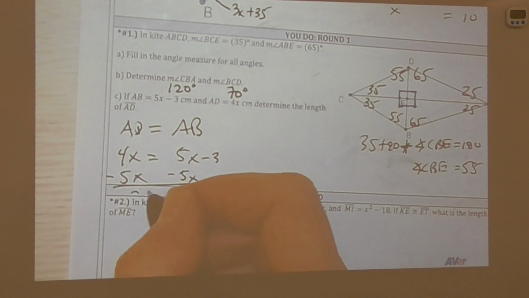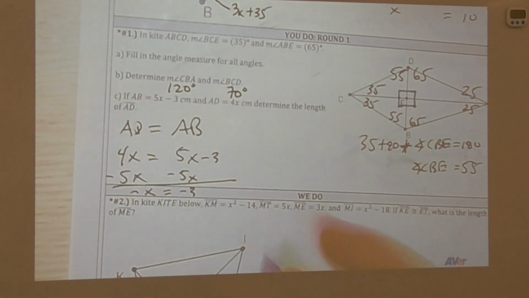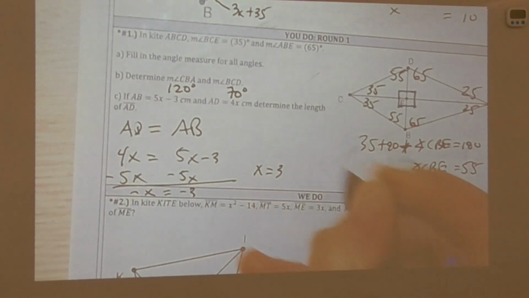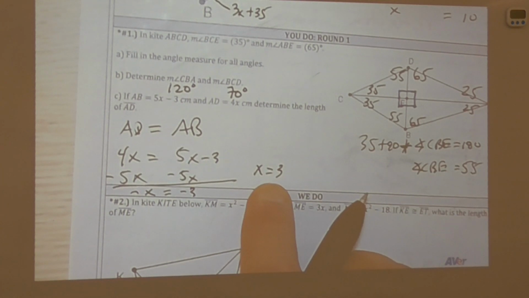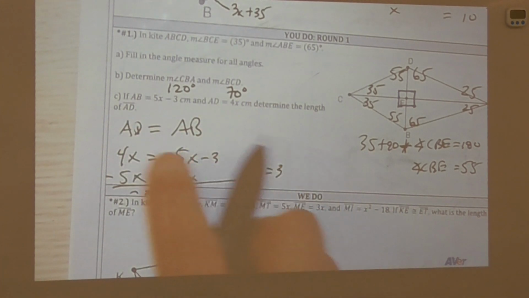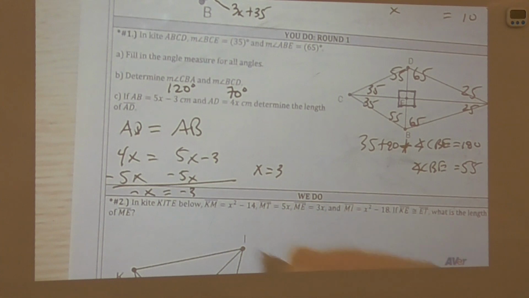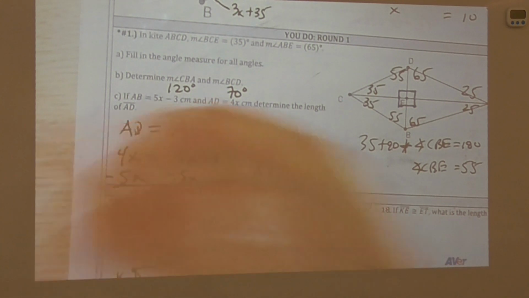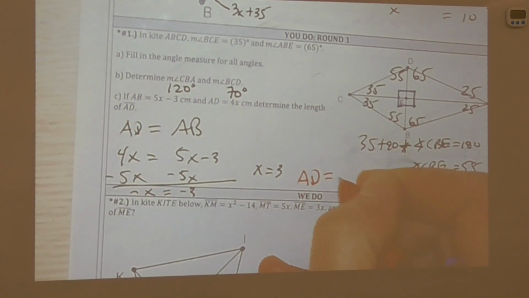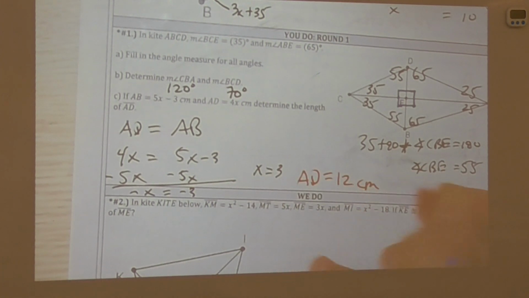We get negative x equals negative 3. We divide both sides by negative 1. We get x equals 3. Then we take x equals 3 and we substitute it in because we want AD. So AD is 4x, so 4 times 3 is 12. And this says centimeters. Great.